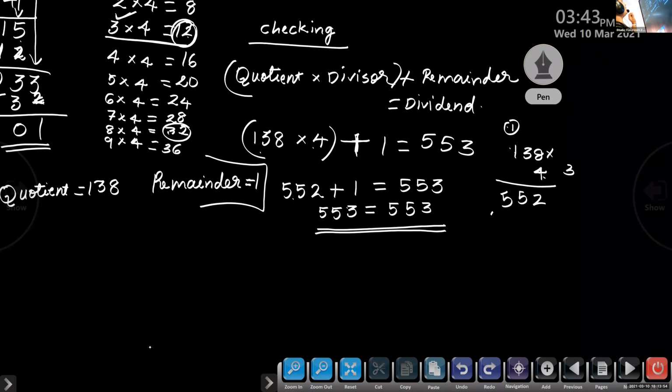So, quotient into divisor plus remainder is equal to dividend. That is the checking you have to do. On the right side you don't need to do any calculation, just bring down the dividend in each step. But on the left side you have to do the calculation. You have to multiply the quotient into divisor, and along with that add the remainder. If you get the same number on both sides, then your division is correct. Is that clear to you all?